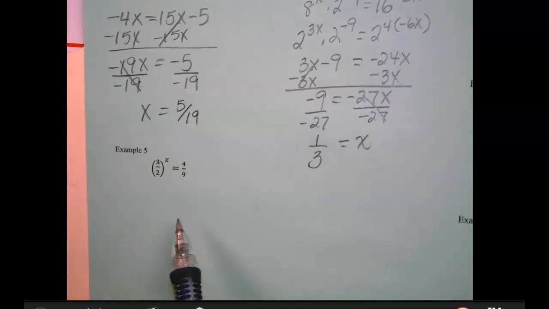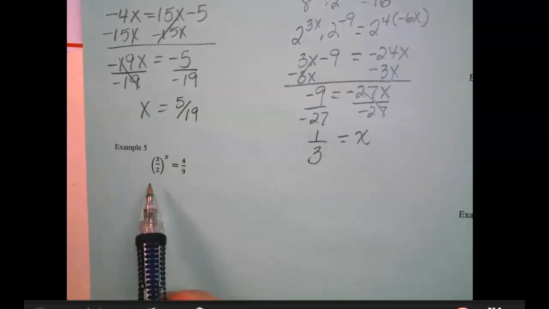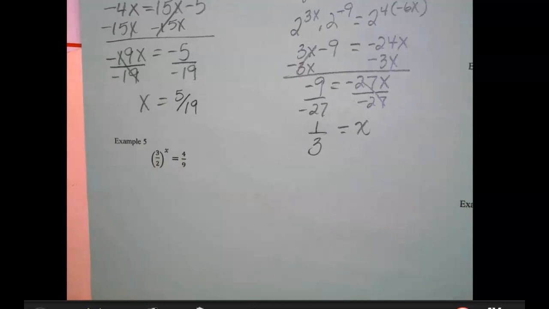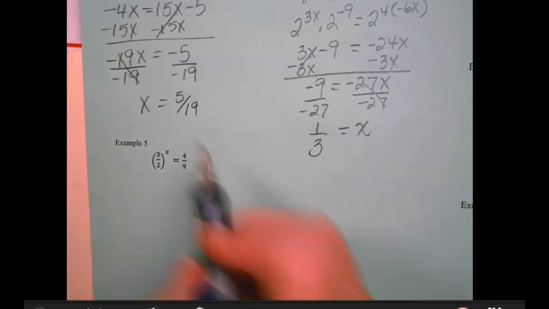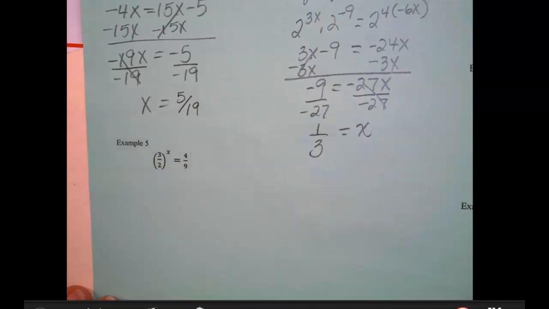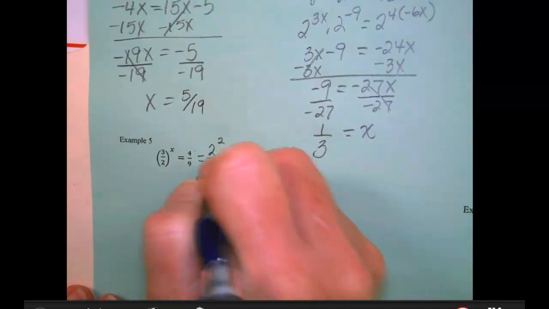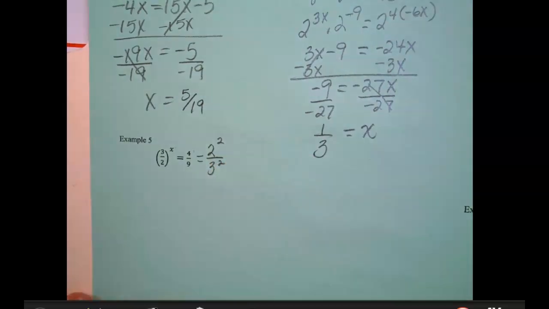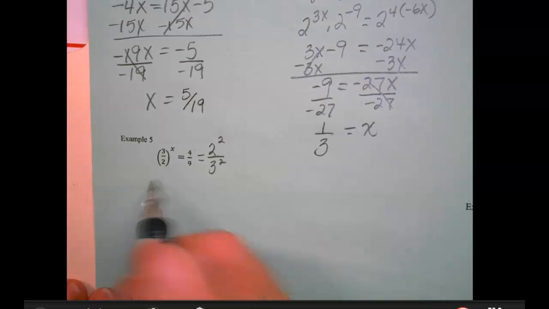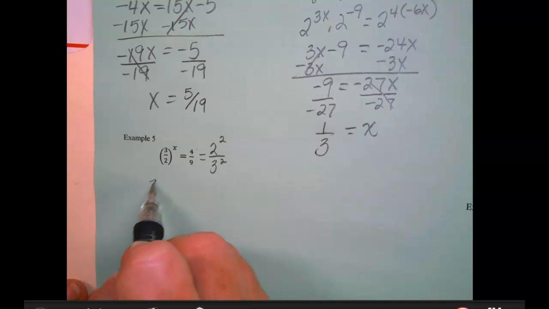Okay, so the next thing on example 5, I have (3/2) raised to the x. And so I have 4 and 9. Can I write my 4 and 9 as 2 to the 2nd and 3 to the 2nd? That's my smallest. Does that make sense? Okay, so now I'm going to write this like this.